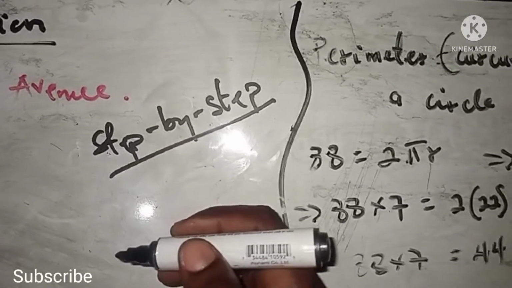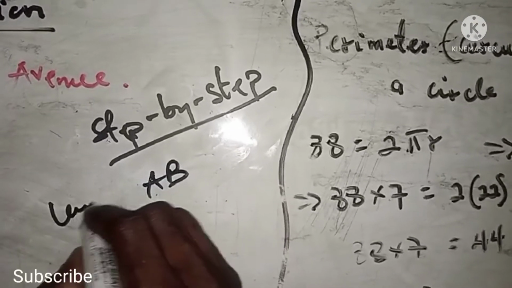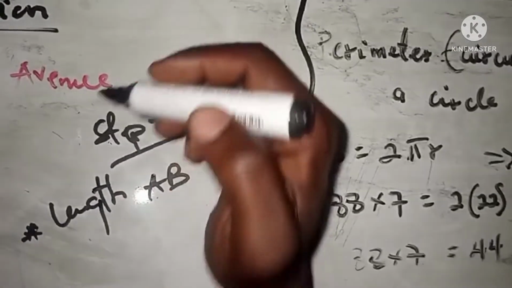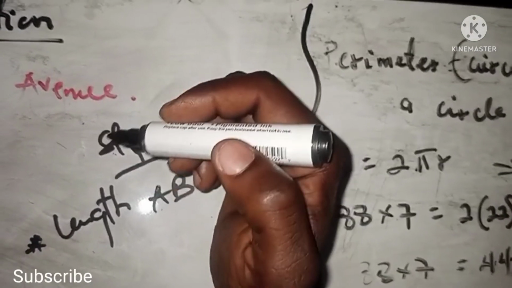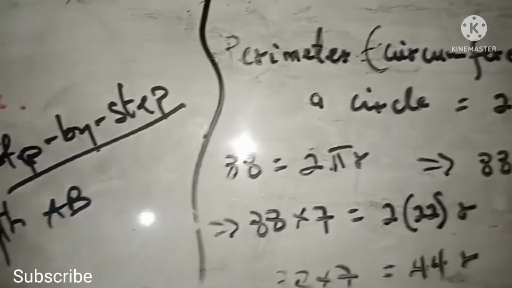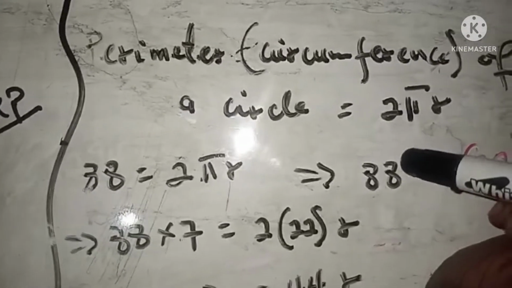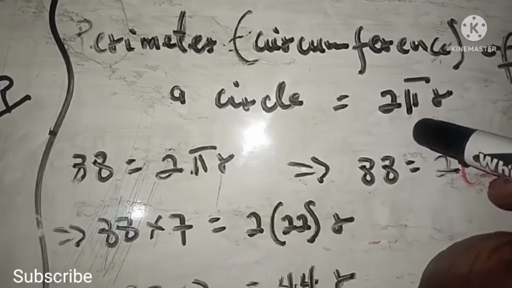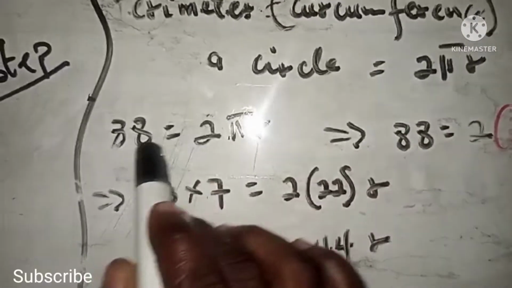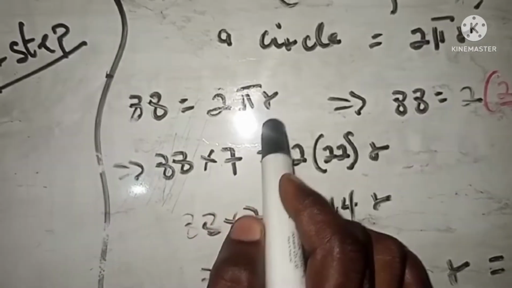According to this question, we are told to find the length of the chord AB, right? Before you even start solving this problem, just follow the steps. Read the question one by one, and then follow them. Write down what it means. They say the perimeter or the circumference of a circle. Straightforward, you know that the circumference of a circle is 2 pi r, right? So the circumference of the circle, which is the 88 given to us in the question, is equal to 2 pi r.